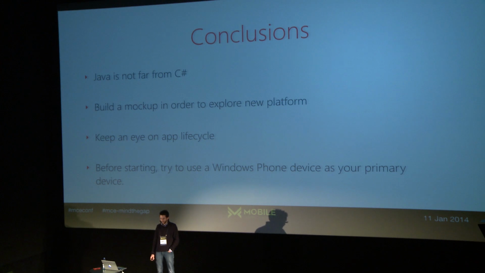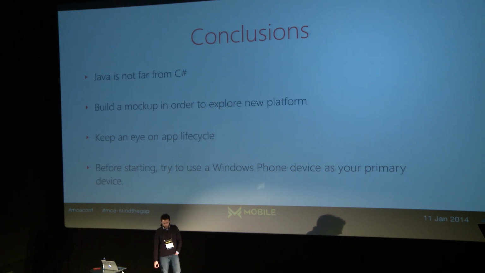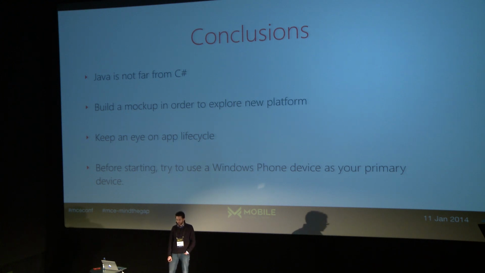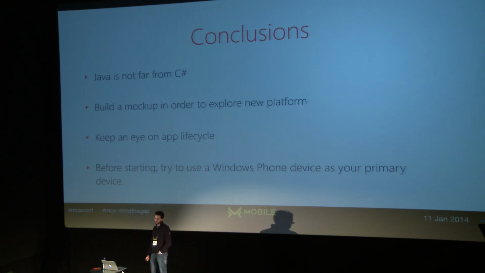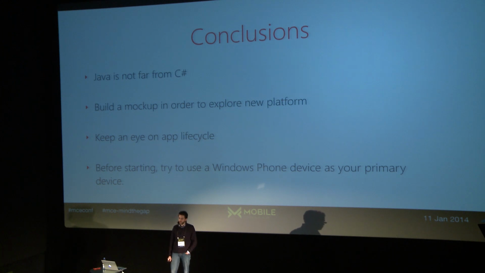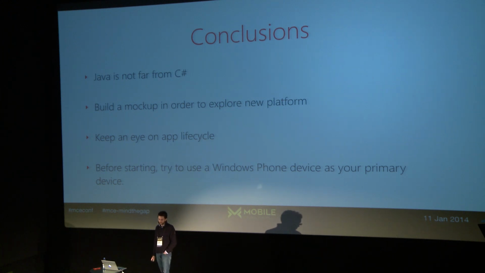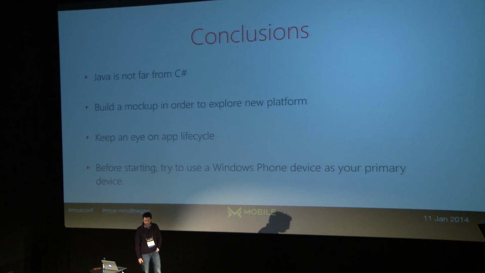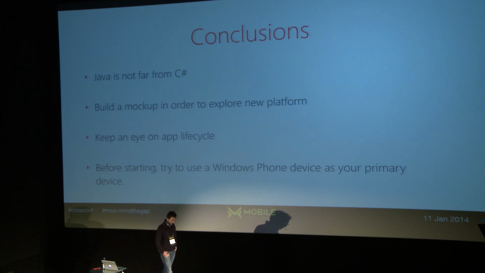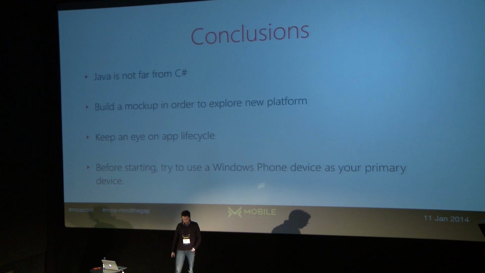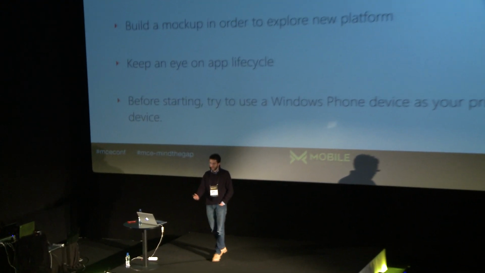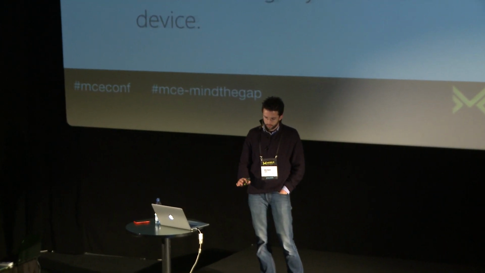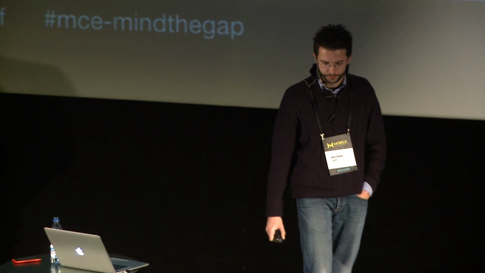The conclusion that I made after this journey was that porting code was not the most difficult task. Porting Java code to the C# world was pretty much easy. The hard part was to rebuild the UI of the application. So that's why we chose to build a mock-up in order to better understand and figure out how we could deal with the new UI of Windows Phone that is quite different from the Android one.